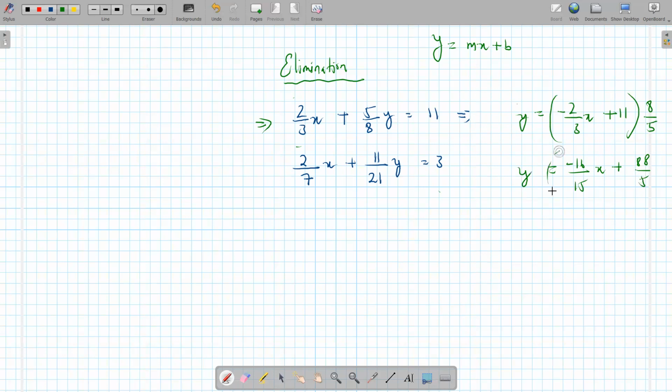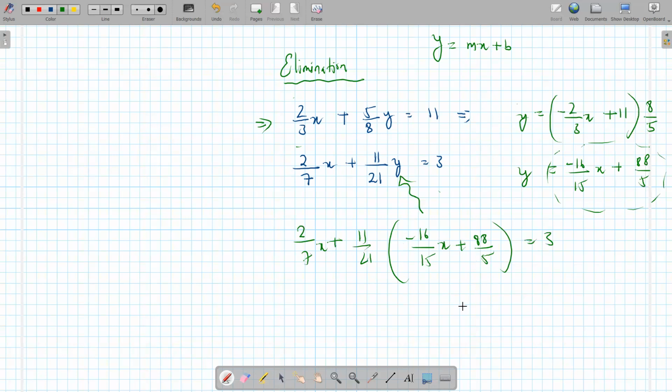That's what y is, and you want to plug y as that in here. So this becomes 2/7x plus 11/21 times (negative 16/15x plus 88/5) equals 3. Next, you want to open this bracket, group up the like terms, solve for x. I'm just going to do this just to show you that it's not the end of the world if you get a question like this that asks you to do this using substitution.